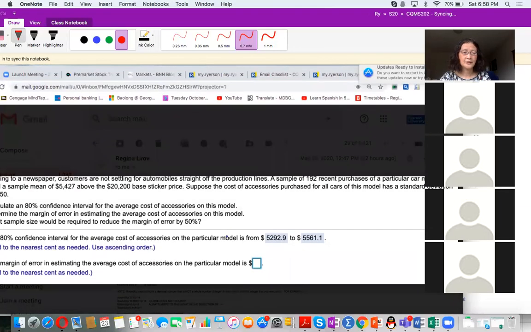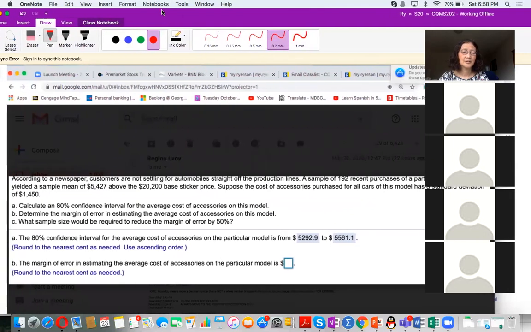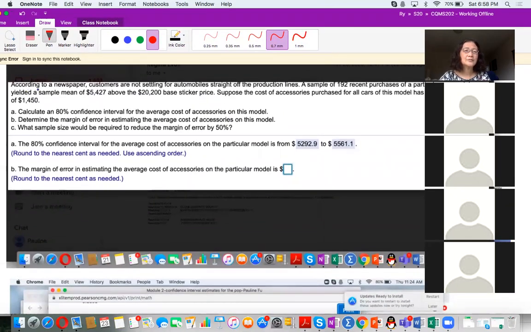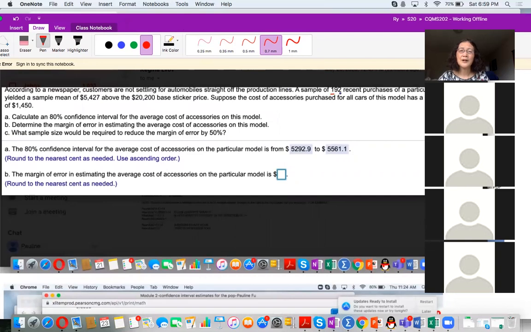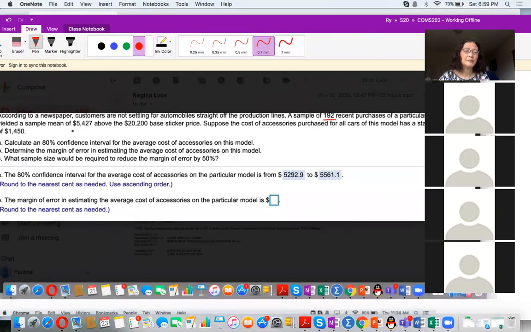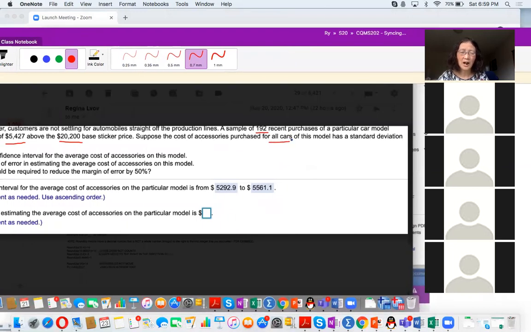So the other question, okay, this question here. This is the question I get from one student. Here, according to a newspaper, customers are not settling for automobiles straight off the production lines. A sample of 192 recent purchases of a particular car model yielded a sample mean of 5,427 above the 20,200 base sticker price. Suppose the cost of accessories purchased for all cars of this model has a standard deviation. See the keyword, for all cars.